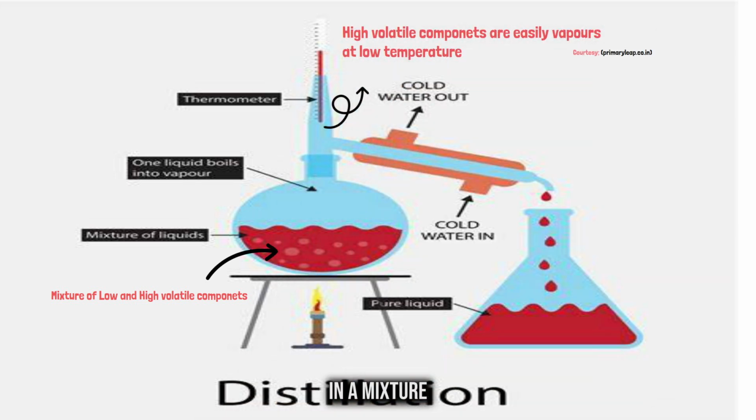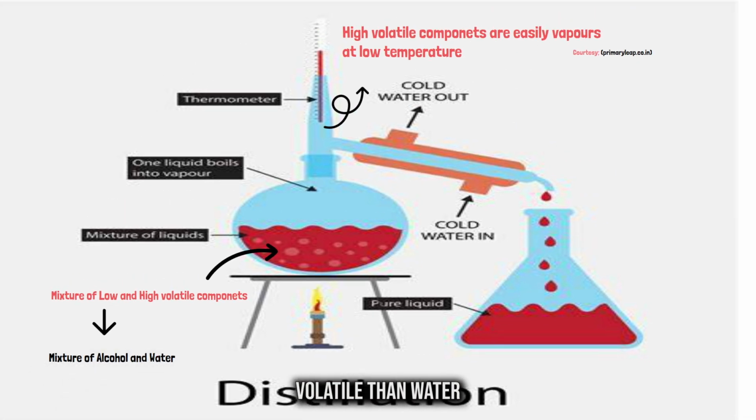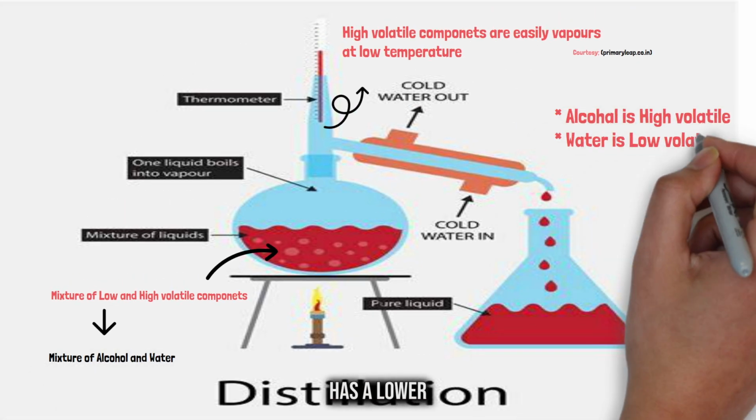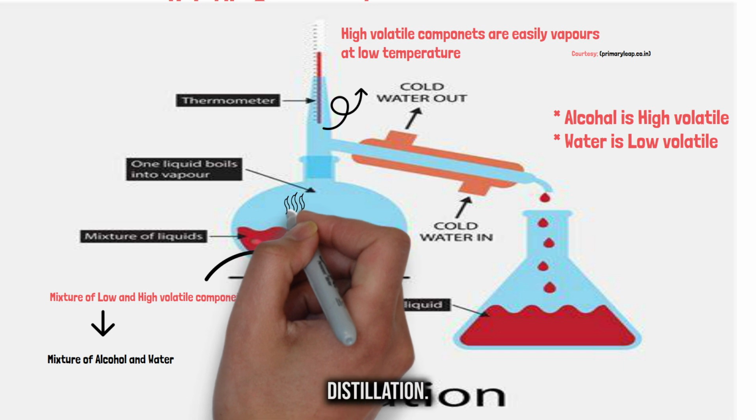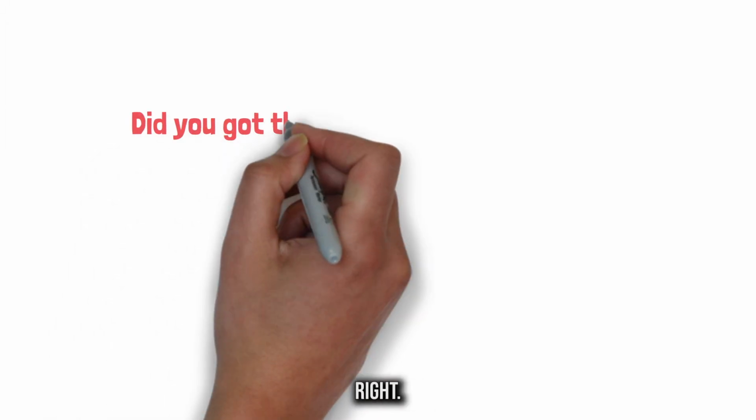For example, in a mixture of water and alcohol, alcohol is more volatile than water because it has a lower boiling point. During distillation, the alcohol will vaporize first, allowing it to be separated from the water. I think you got the point right.